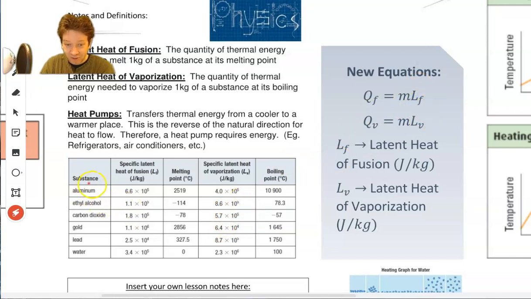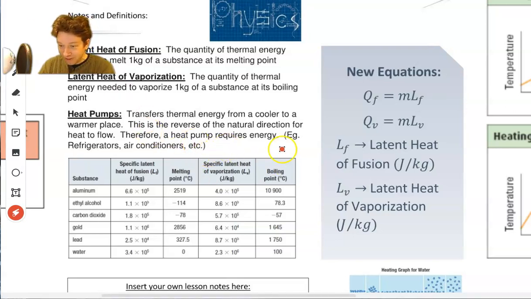So if you look at aluminum, its latent heat of fusion is 6.6 times 10 to the 5, and its latent heat of vaporization is 4.0. So you have to know whether you're turning something from solid to liquid or from liquid to gas. That's important.